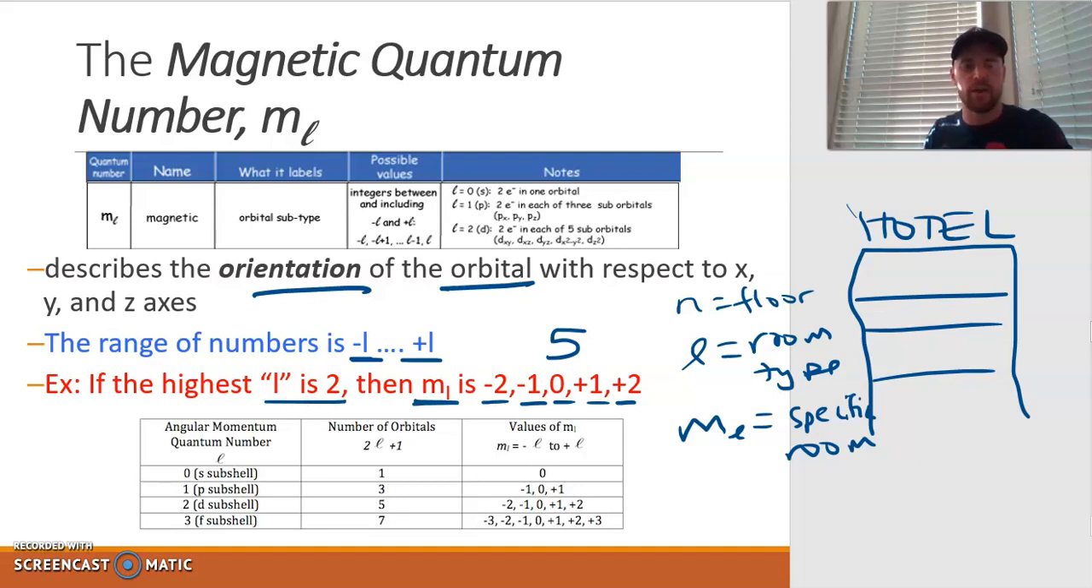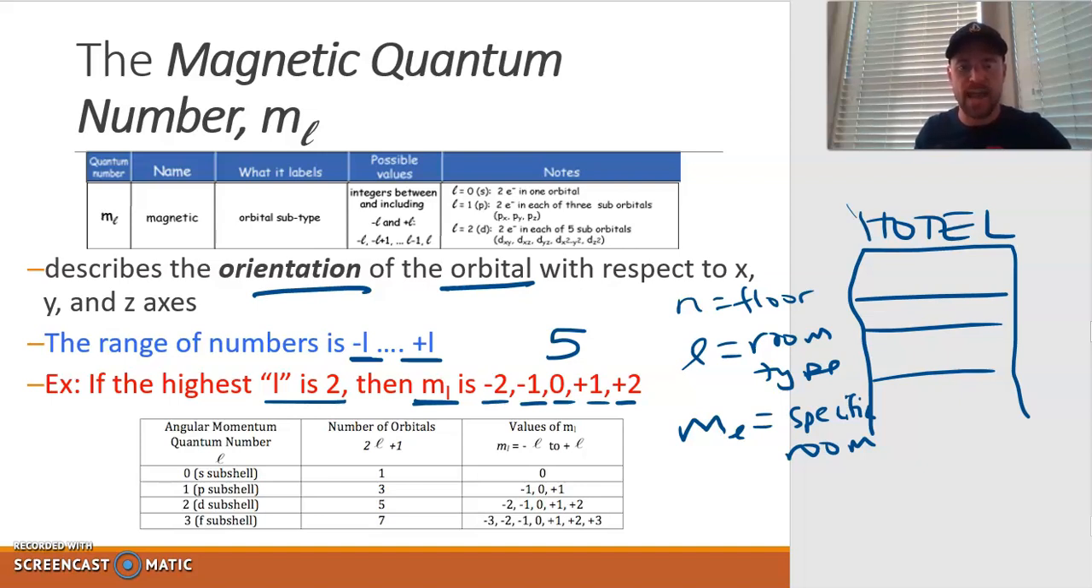And finally, if your L value is 3, corresponding to the F subshell, your values for M sub L are negative 3, negative 2, negative 1, 0, 1, 2, and 3. In other words, there are 7 orbitals. Now here's something really cool. What did I tell you was the maximum number of electrons that every single orbital could hold? It was 2, right? There are 2 electrons that every single orbital can hold, regardless of what type of orbital it is.